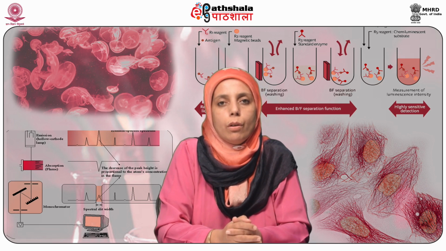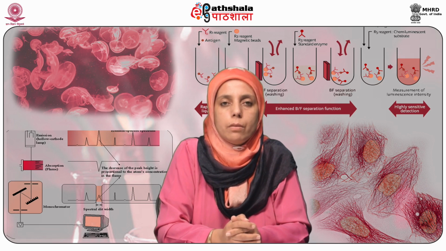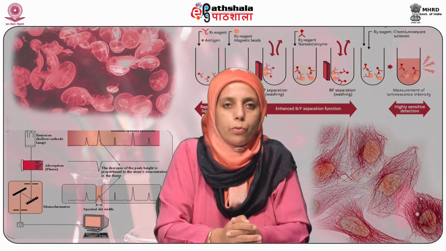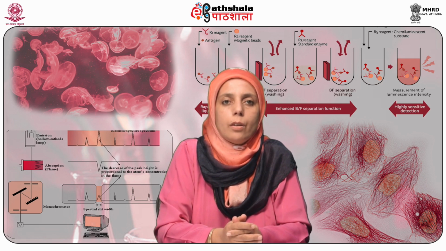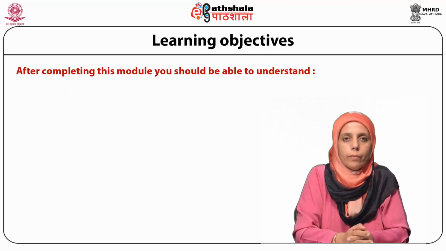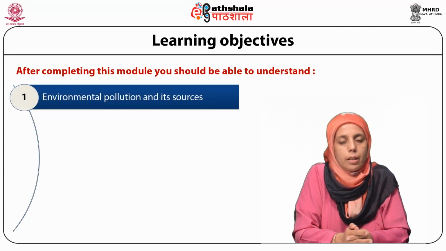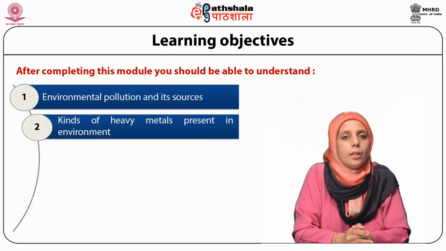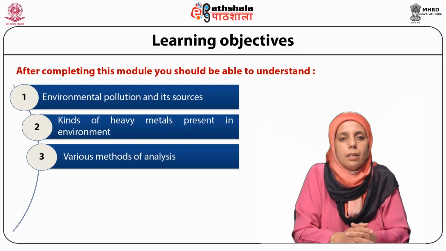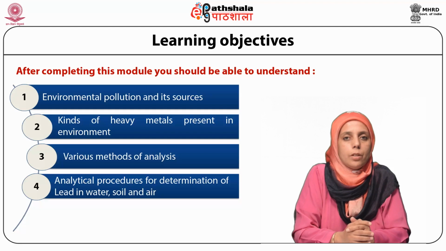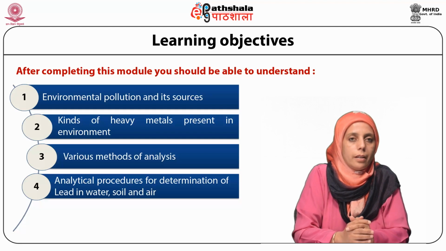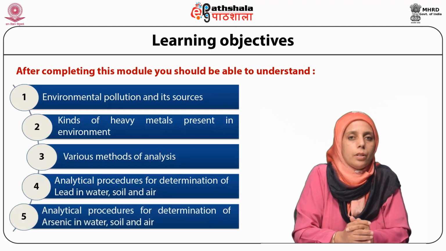Today we are going to talk on the module Analysis of Environmental Pollutants by Atomic Absorption Spectrophotometry under the paper Atomic Absorption Spectroscopy. After completing this module, you should be able to understand what environmental pollution is and what its sources are, the kind of heavy metals present in the environment, various methods of analysis, analytical procedures for determination of lead in water, soil and air, and analytical procedure for determination of arsenic in water, soil and air.